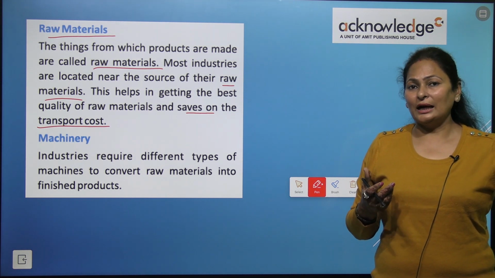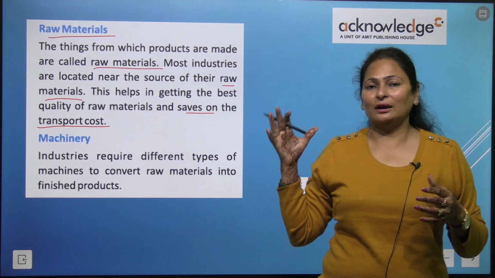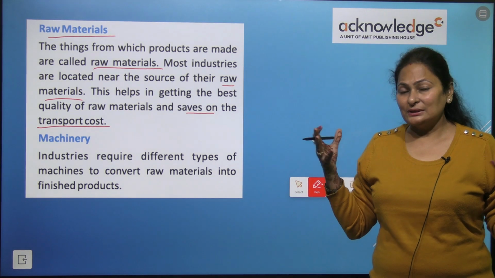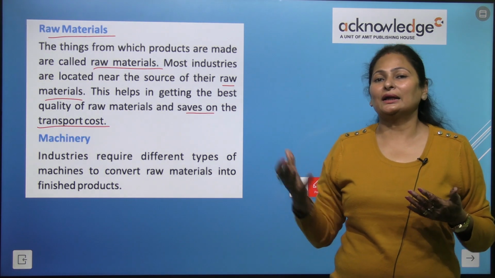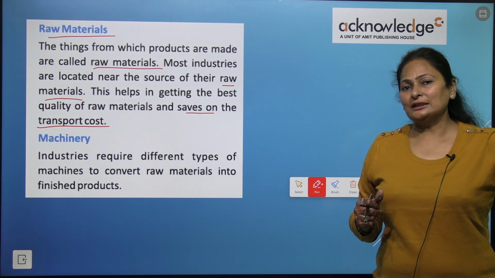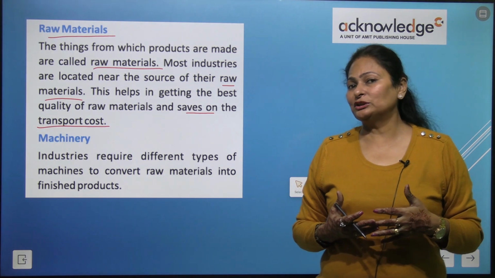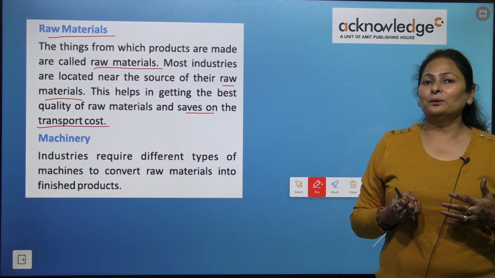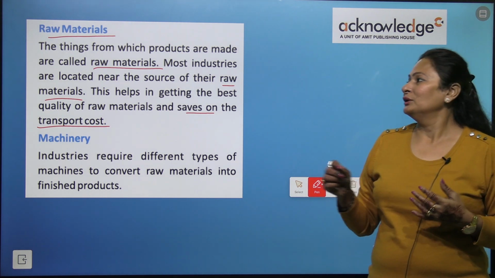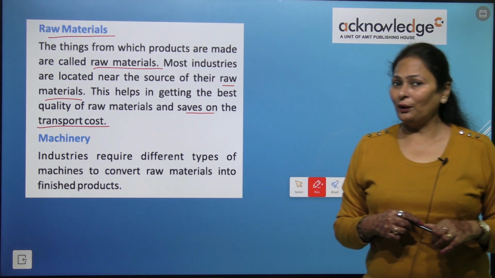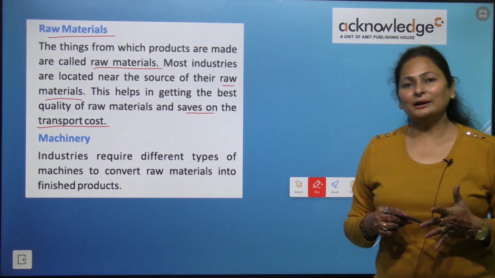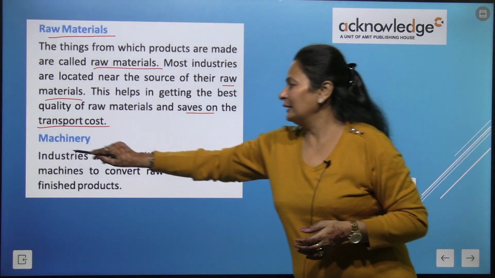The transportation cost, like it comes in trucks, or it comes via goods trains, right? So it can be reduced, and time also, because it takes time to reach the industry. So it reduces the cost as well as the time to get the product from the industry, right? So raw material is very much required by the industry.